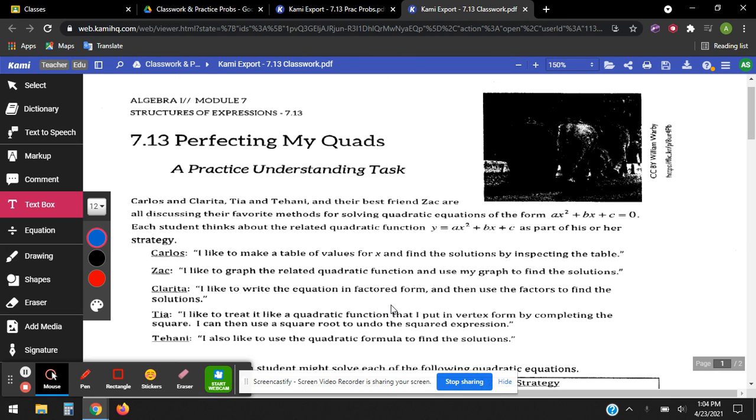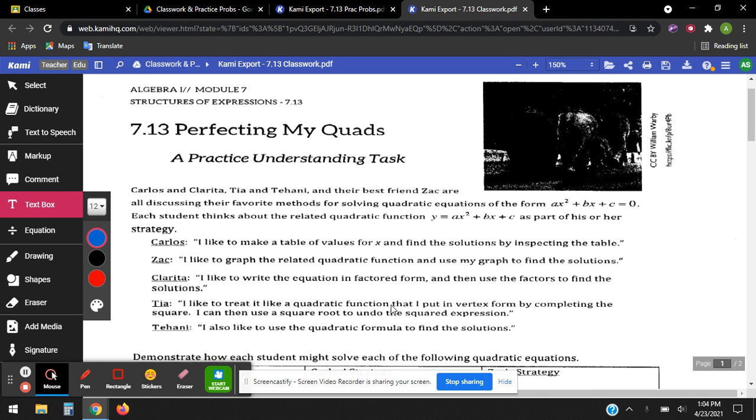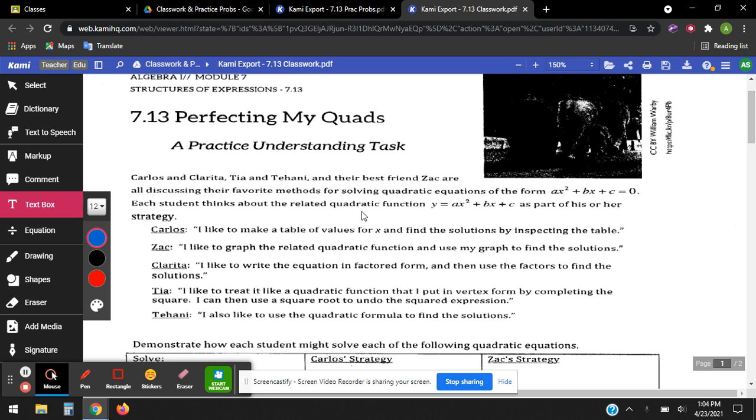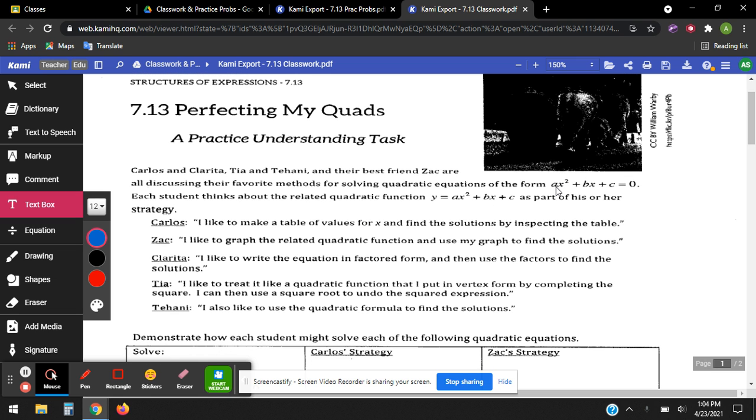Hi, this is Algebra 1, Module 7, Lesson 13, Perfecting My Quads. We are looking at multiple ways of solving a quadratic equation. So Carlos and Clarita, Tia and Tahani, and their best friend Zach are all discussing their favorite methods for solving quadratic equations of the form ax squared plus bx plus c equals 0.